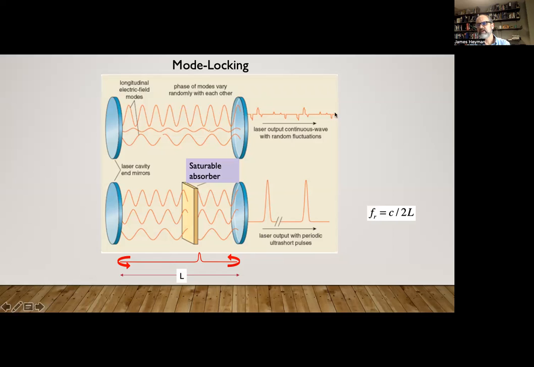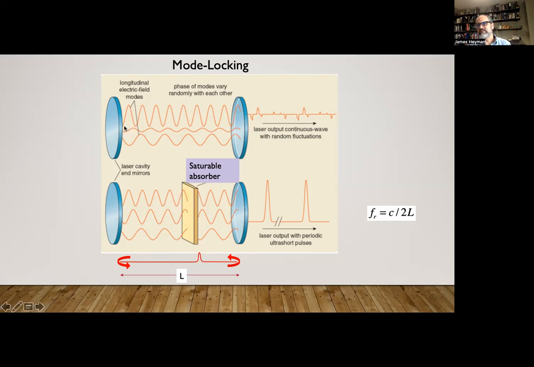But this isn't the only way that I could do things. I could arrange so that instead of having a continuous beam coming out, I could have short pulses. And here's how this works. I can put into the cavity, along with the amplifier, something called a saturable absorber. A saturable absorber is an absorber that can absorb light, but when the intensity is high enough, it becomes transparent. It can't absorb anymore, okay?